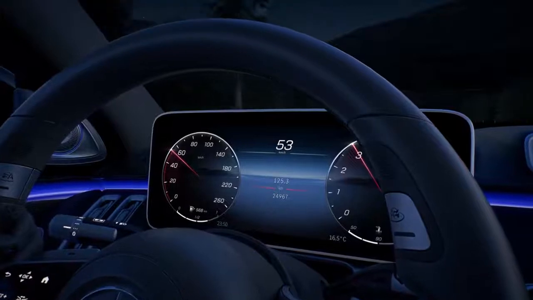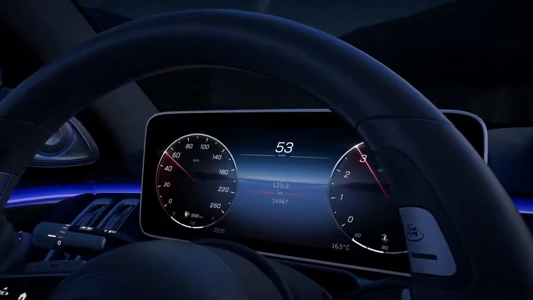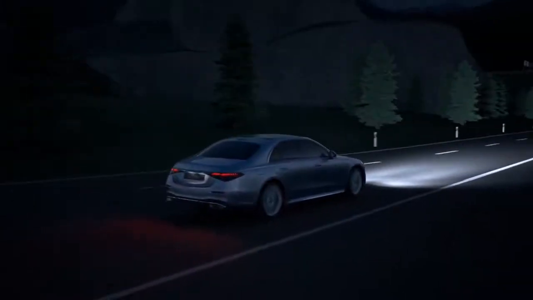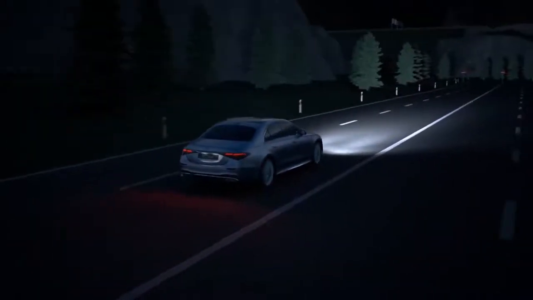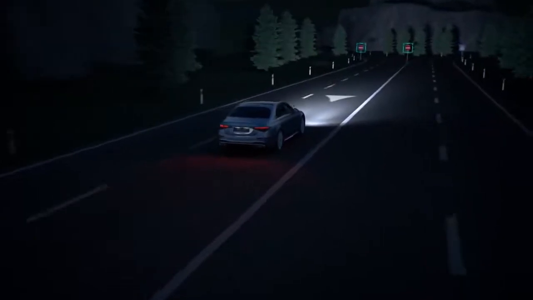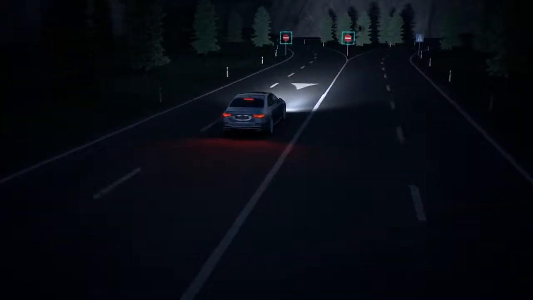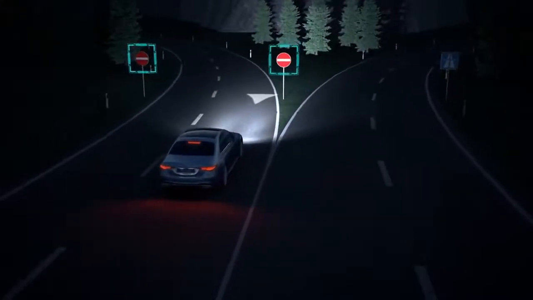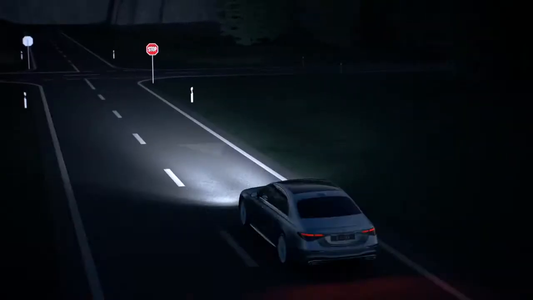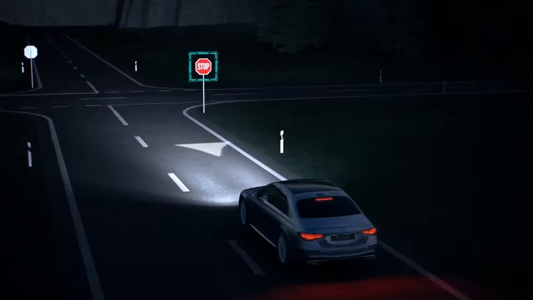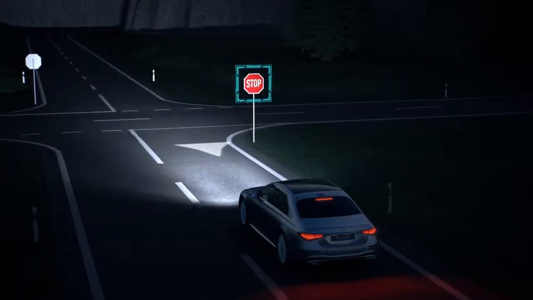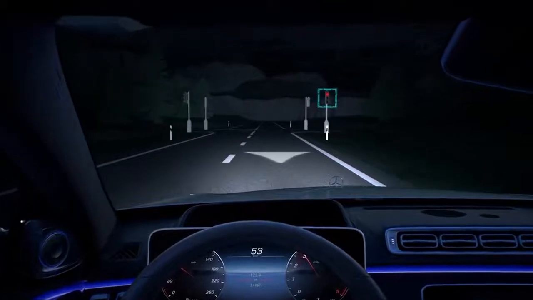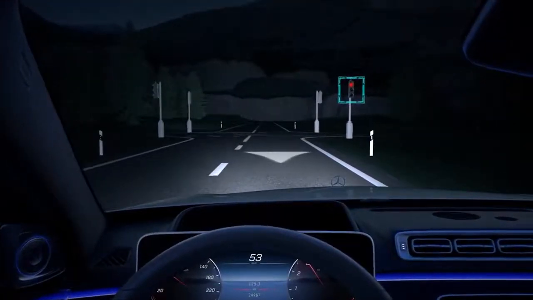At speeds above 30 km per hour, traffic sign assist warns the driver when driving onto a motorway slip road against the permitted direction of travel, when approaching a stop sign, or a red traffic light without reducing the speed. It does this by projecting a triangle onto the road ahead.